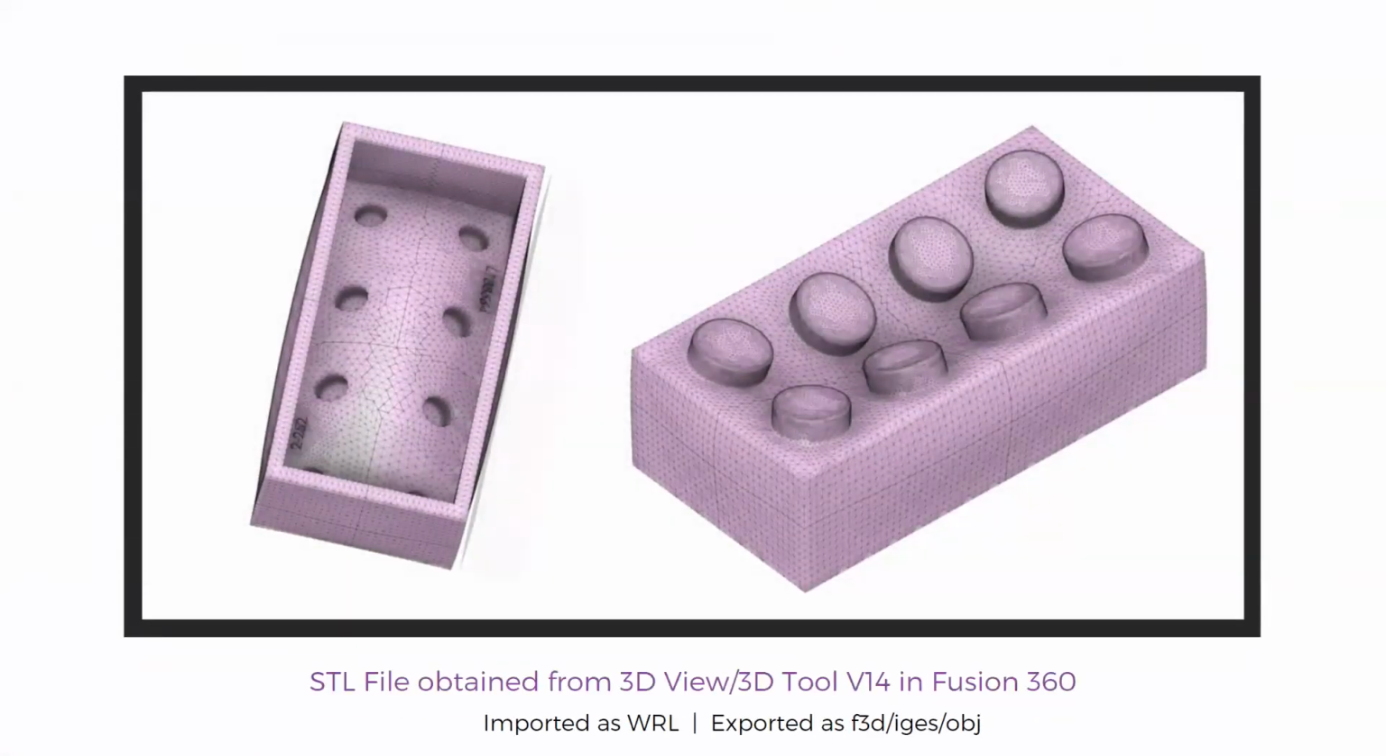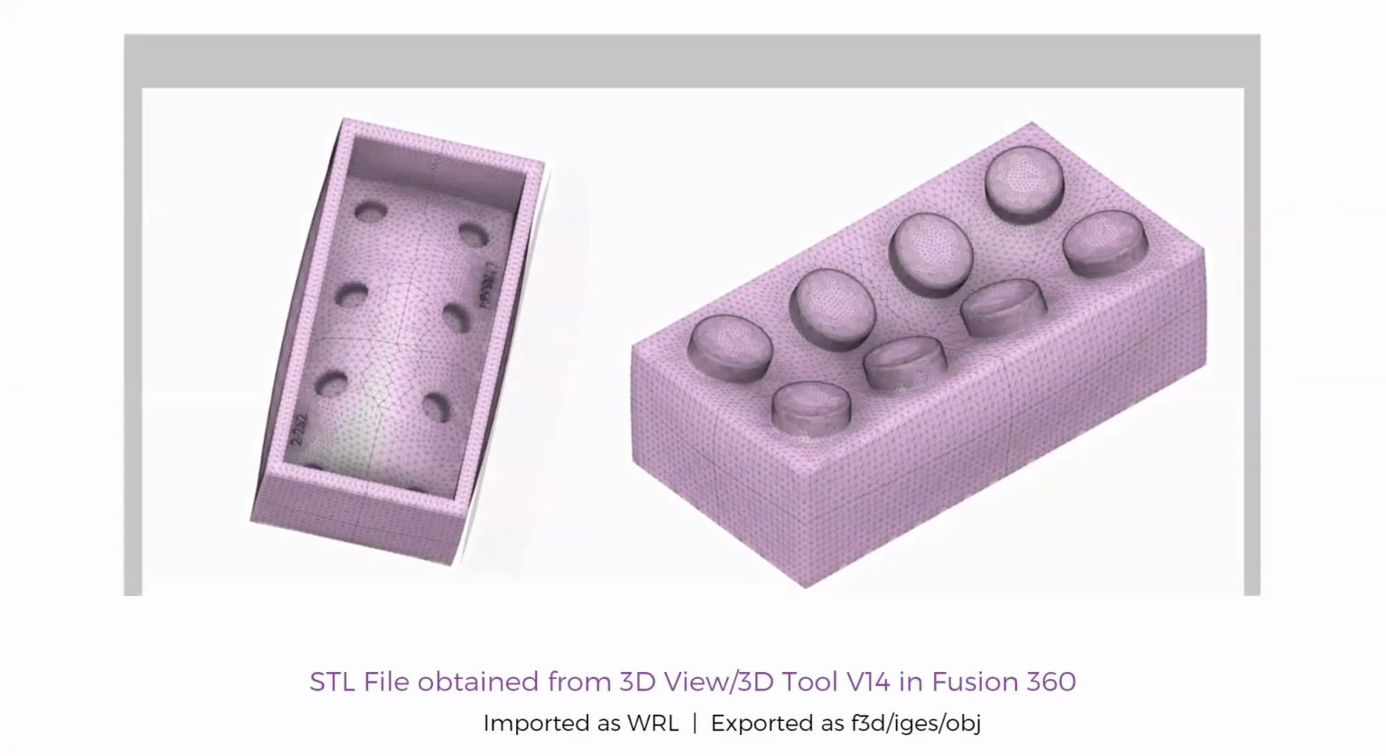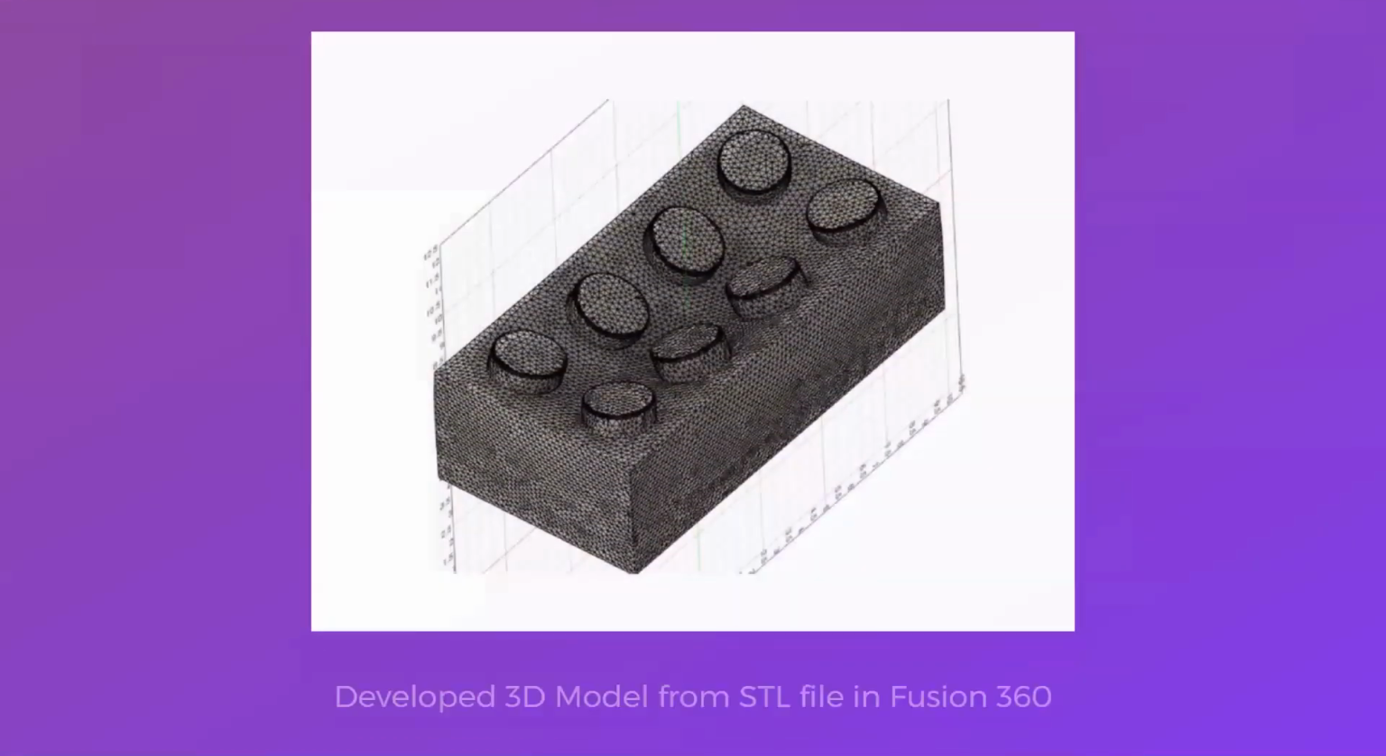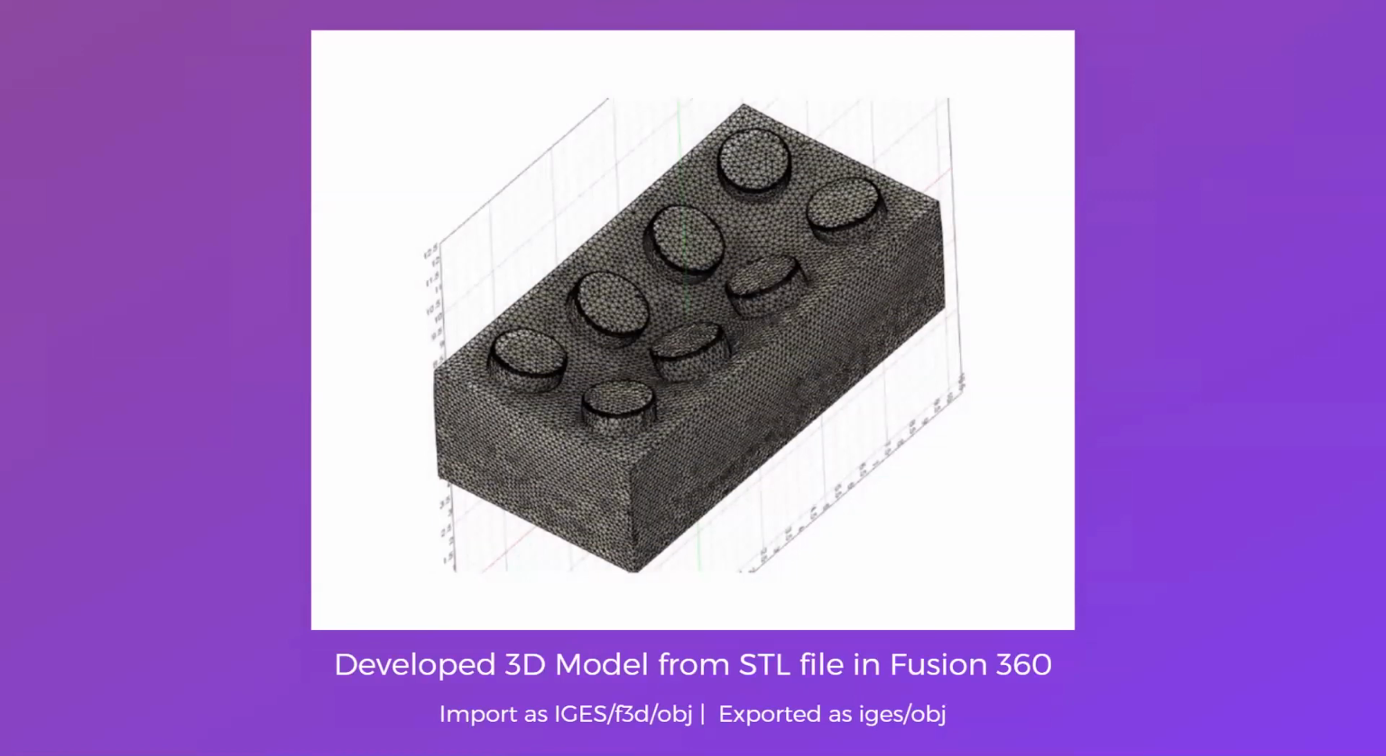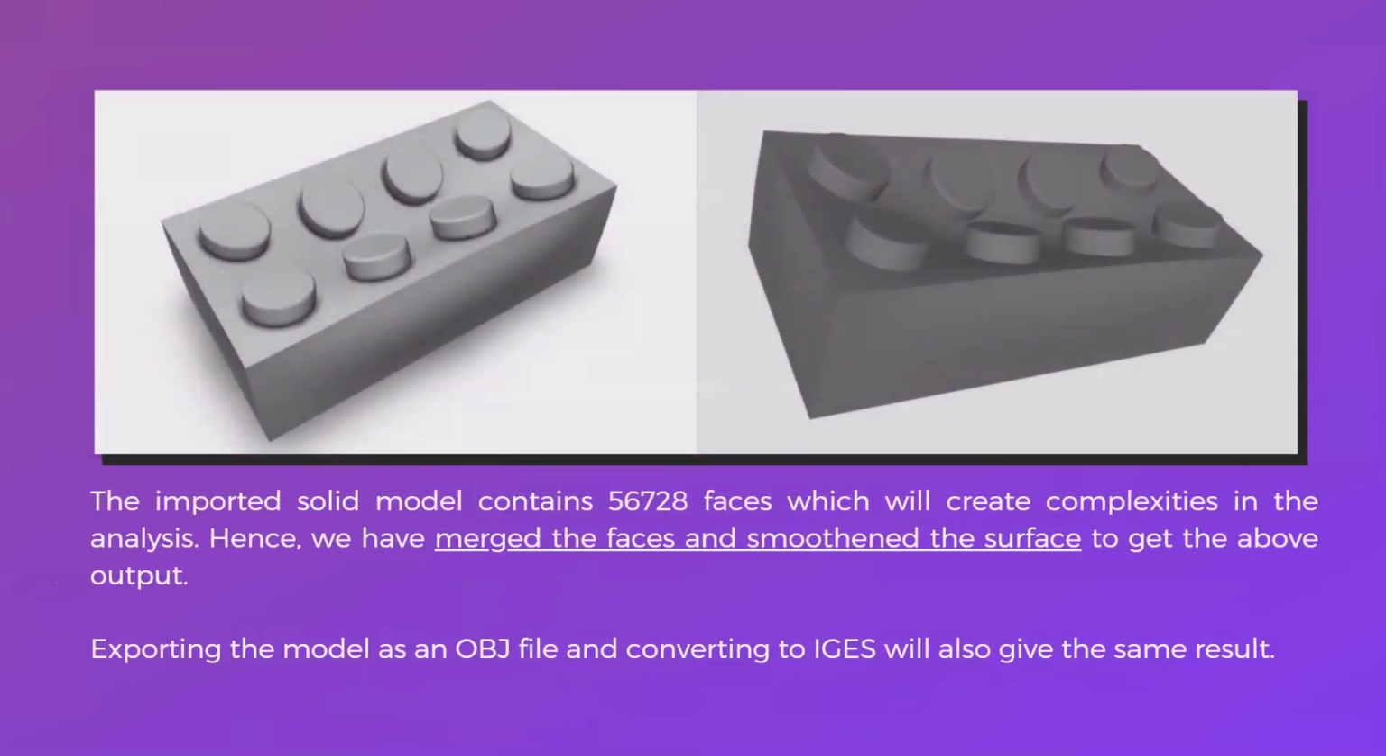Next slide, please. We got an STL file which is opened in Fusion 360, which is used further for creating the model. Next slide, please. Using that file, we reconstructed a model in Fusion 360, which has more than 50K faces. Next slide, please. From that, we are able to make the model.